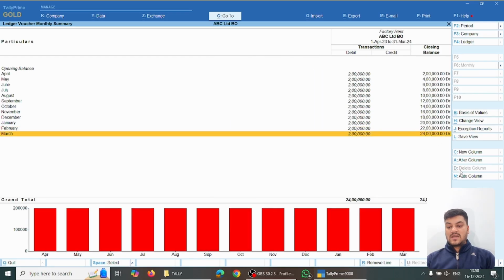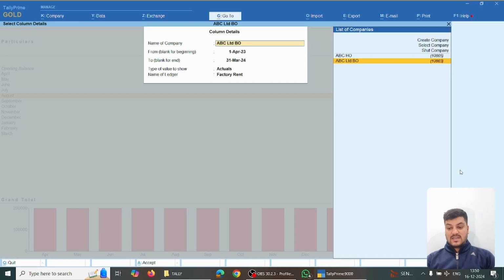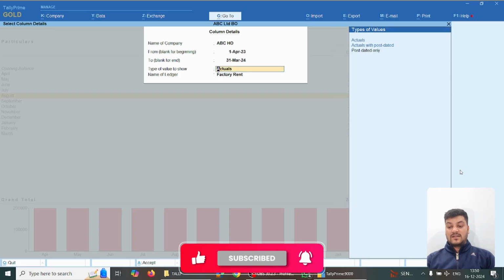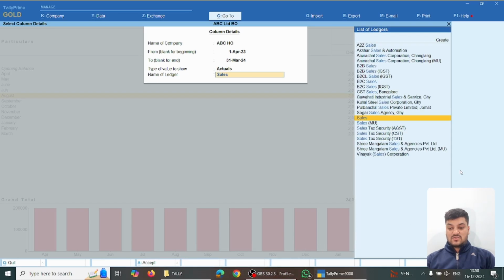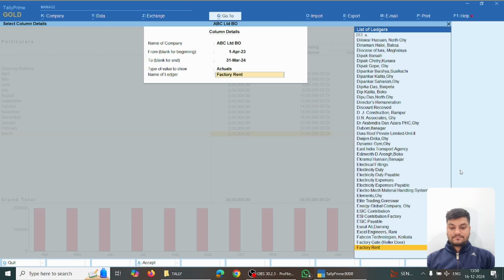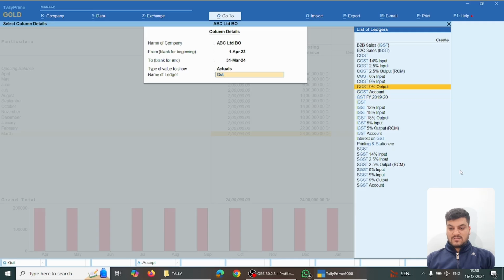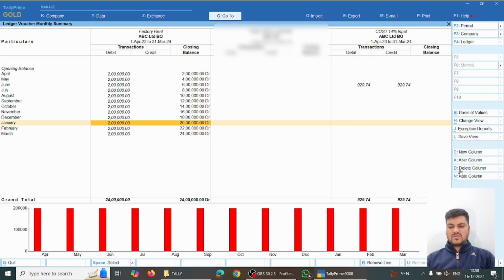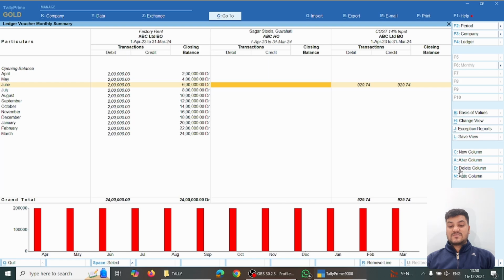Suppose we delete the old column, and now again I will press Alt C, and again in my own company I want that I should check the sales ledger, and again I should check maybe the GST ledger. Okay, see GST, IGST, whichever you check. So you can see this way I can have a glimpse of everything. Okay, right now there is no GST or whatever be the condition. So what I want to say is that instead of going here and there, you can use these functions and a lot of things that I have shown to focus on the important things in the audit.